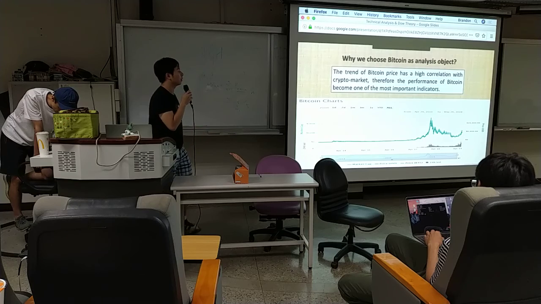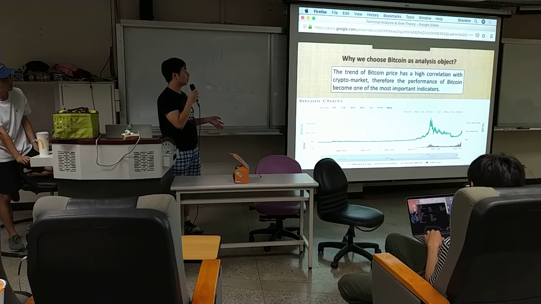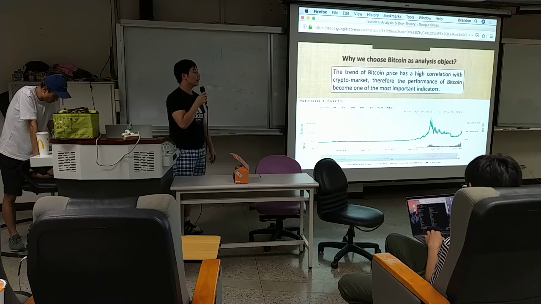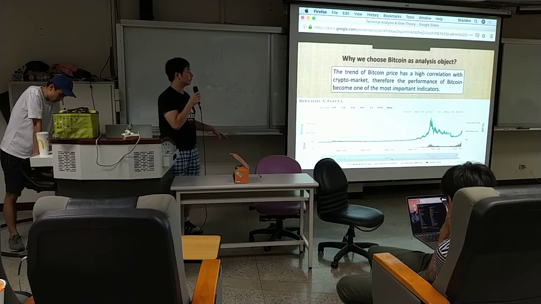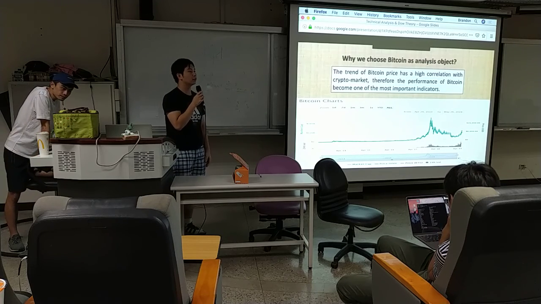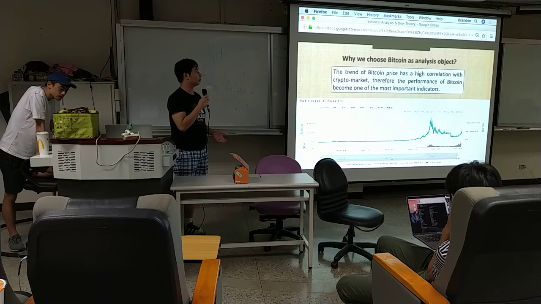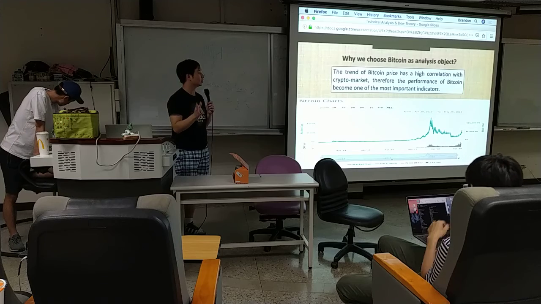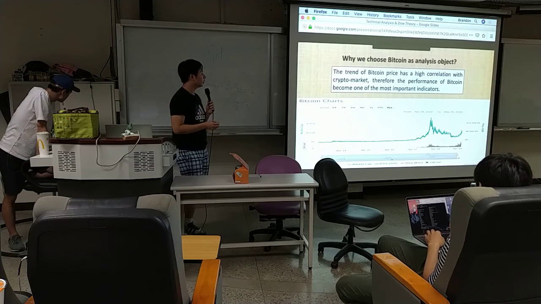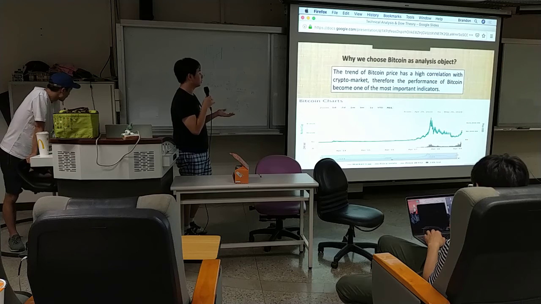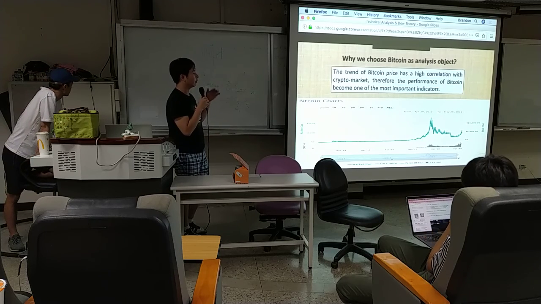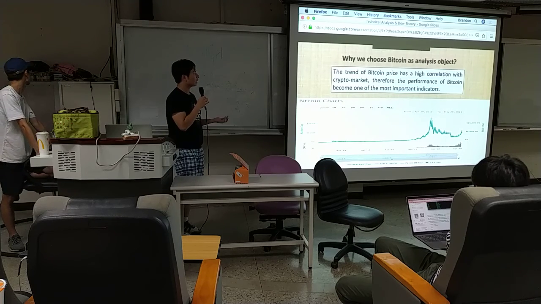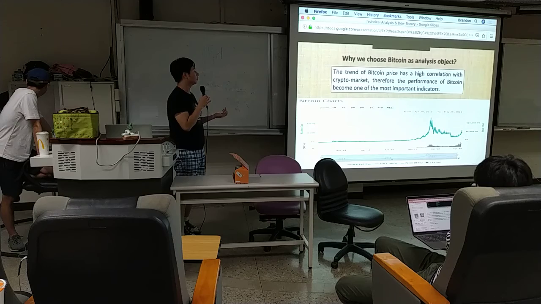Because the trend of Bitcoin price has a very high correlation with the crypto market, and the performance of Bitcoin is one of the most important indicators. Not just that, Bitcoin is one of the highest trading volume cryptocurrencies out there. So it itself can become like an indicator, like Dow Jones. Dow Jones is more like a collective amount of stocks and companies added together as an indicator. Below the Bitcoin chart, you can see the fluctuation and the trading volume is really high. So that makes it really important and really easy to analyze subject.